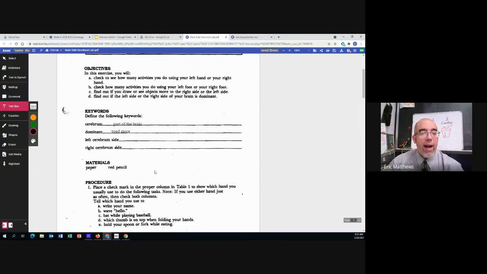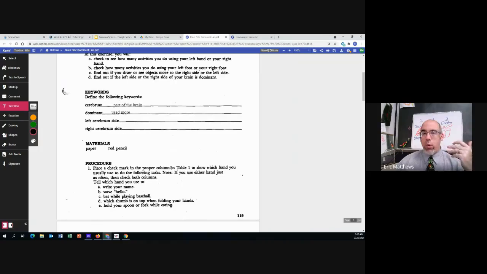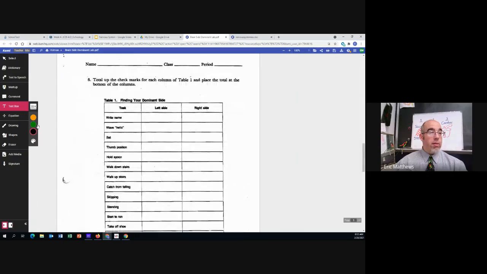All right, now, if you look through the rest of this lab, and I'm not going to do most of this, it's a lot of questions about how do you do things, or try doing them. See how it works. So, for instance, which hand do you use to write your name? I use my right hand every time. So I would come down to this data table, write name with my right hand.